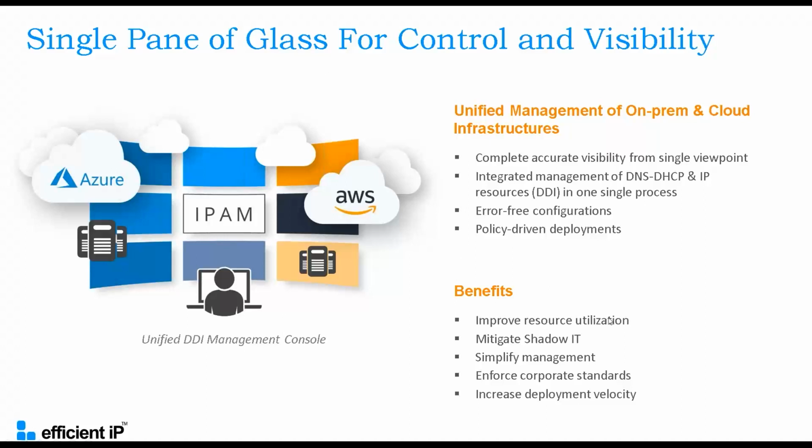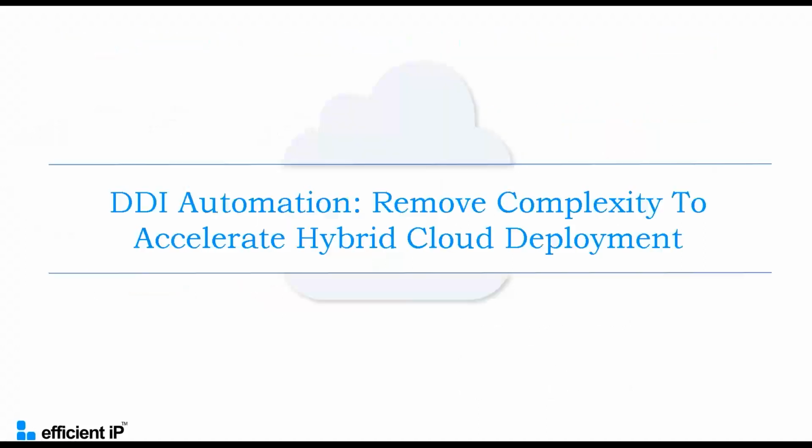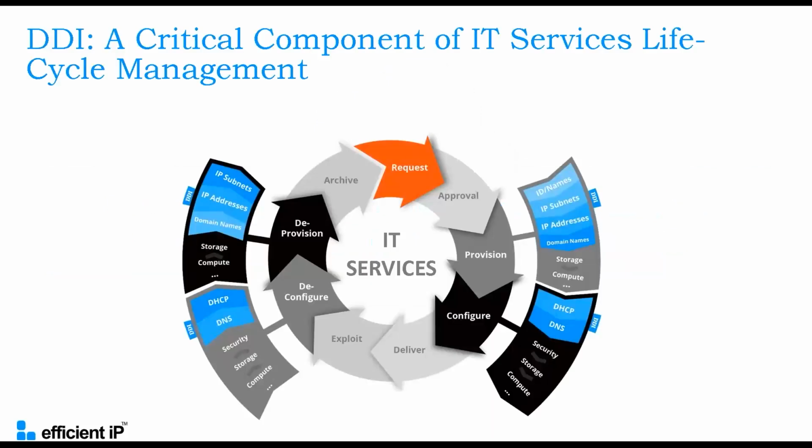If everything's in one place, well, we can begin to enforce corporate standards across a unified platform, across a shared base. And through having control, visibility, and now some generality over things, we can begin to increase the deployment velocity. So we want to get away from complexity. We want to be able to accelerate deployments with DDI automation. And how do we go about doing that? Well, we come into the life cycle.